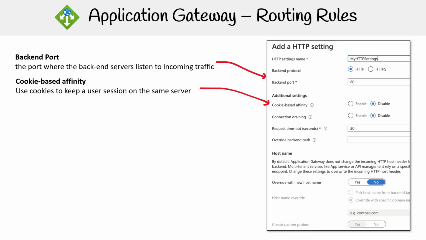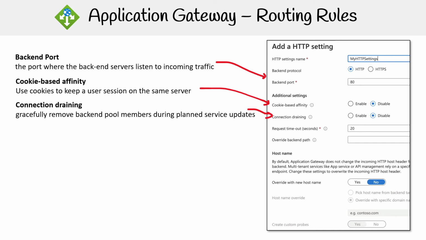Then you have cookie-based affinity. This allows you to keep a user session on the same server. So if you need to persist cookies and use them for authentication, you'll want to enable that. You got connection draining. This gracefully removes backend pool members during planned service updates. So the idea is that, when there is an update, it's not just going to abruptly cut over. It's going to wait until a connection disconnects from a server before no longer sending more requests there, because you don't want a connection dropping in the middle of an update. It's not great for a user.